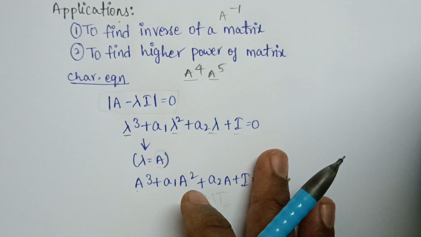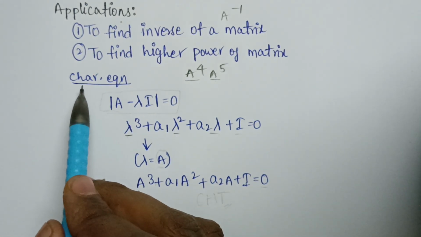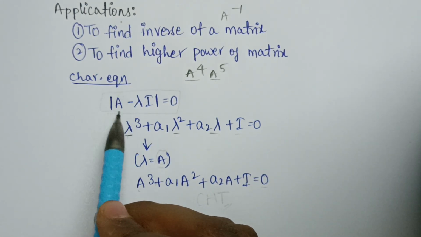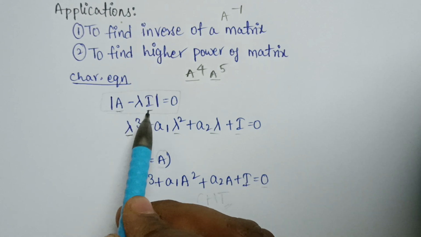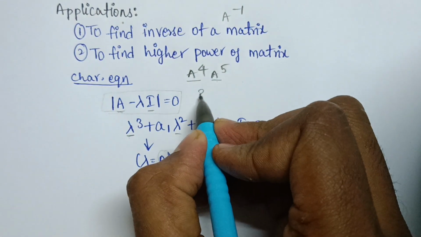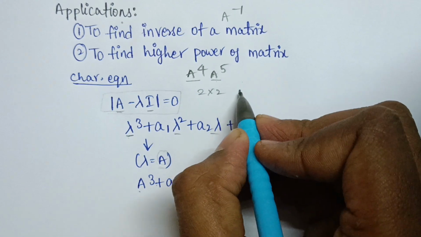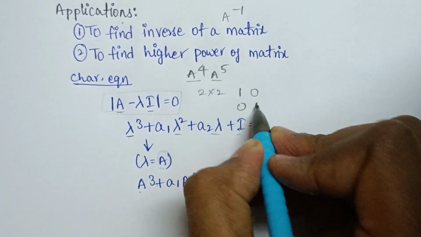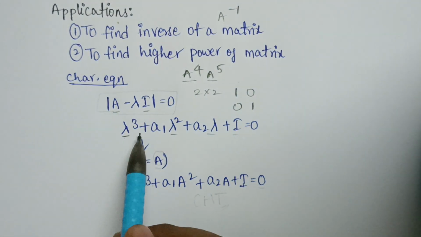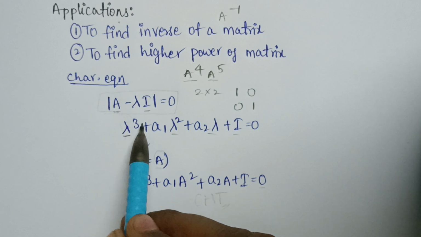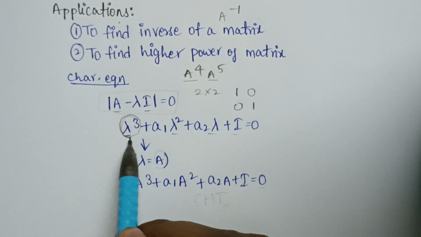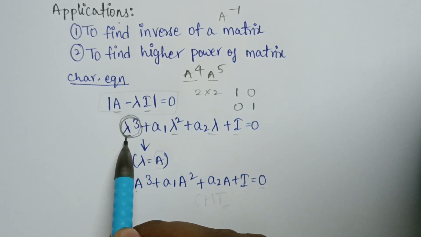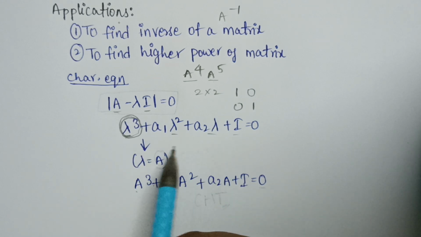So how to find the characteristic equation? To find the characteristic equation, we use the formula det of A minus lambda I is equal to 0. A is the matrix, I is the identity matrix. That is, if the square matrix is a 2 by 2 matrix, then I will be 1 0 0 1. Okay, so after doing that, we get the characteristic equation in the lambda form. So the characteristic equation comes with lambda as the variable.